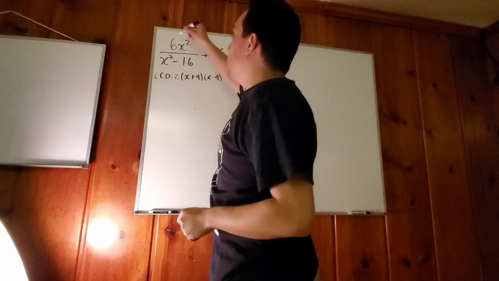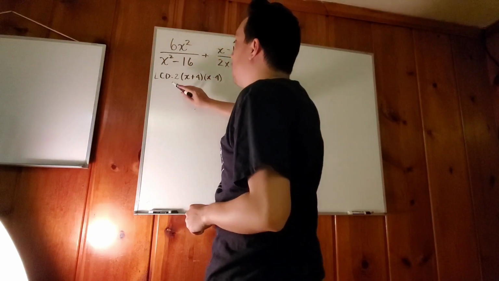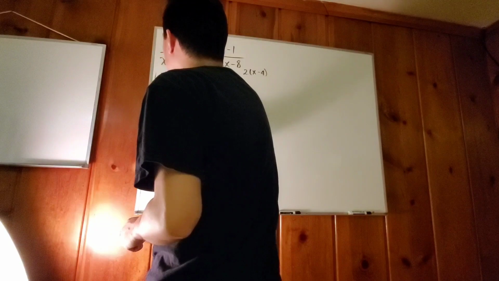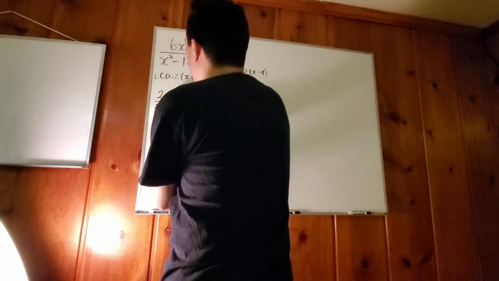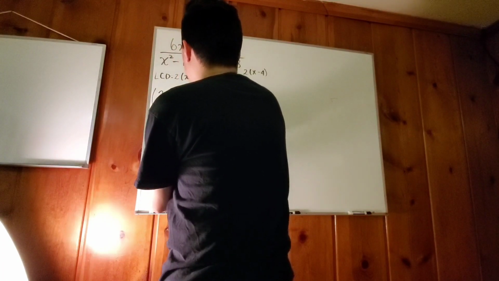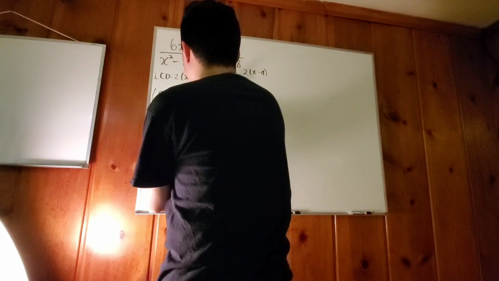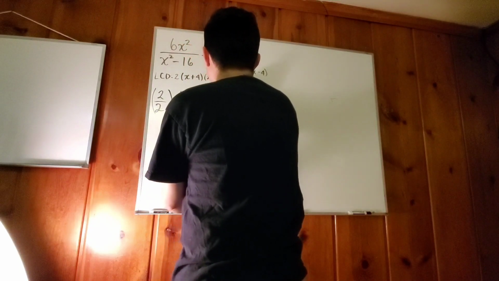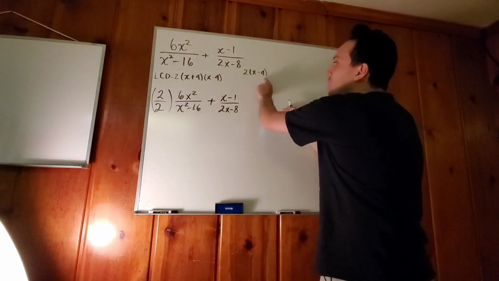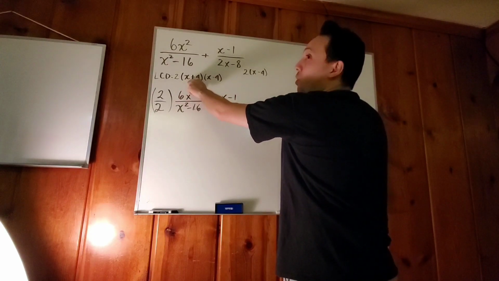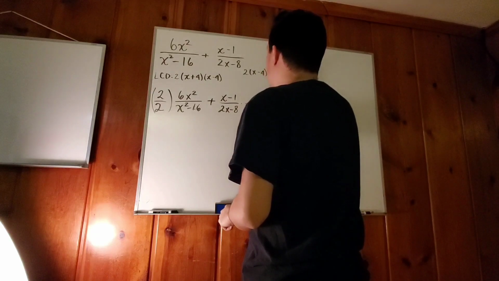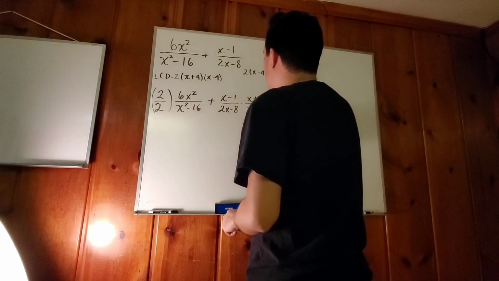So what we have to do is multiply the first term by 2 over 2, because 2 over 2 is 1, and when we multiply by 1, we don't really change anything. So it's 2 times 6x squared over x squared minus 16, plus x minus 1 over 2x minus 8. Because it's 2 times x minus 4, we have to multiply the whole thing by x plus 4 over x plus 4.